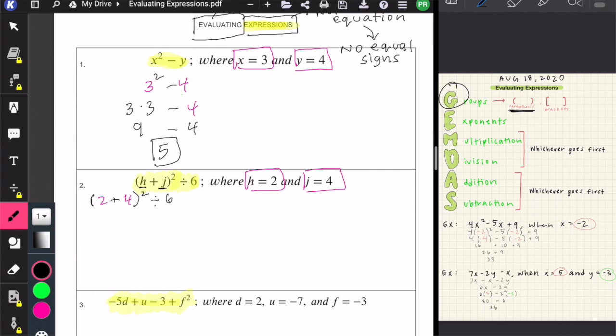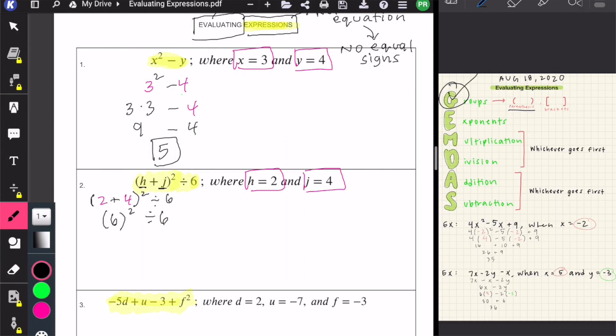Okay, so let's ask ourselves, what is 2 plus 4? Because we're dealing with the groups first, right? 2 plus 4 is the same as 6. Now 6 squared, we can't forget the exponent, divided by 6. All done with the groups.